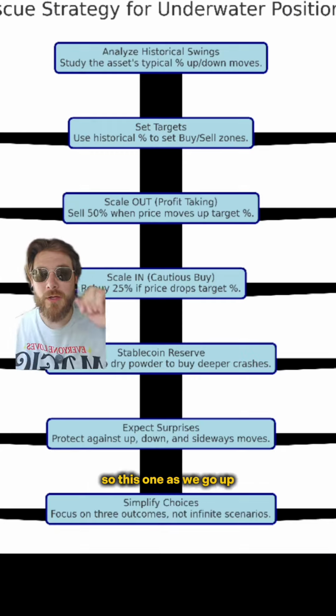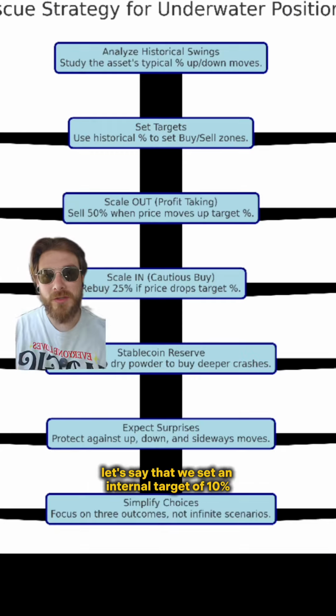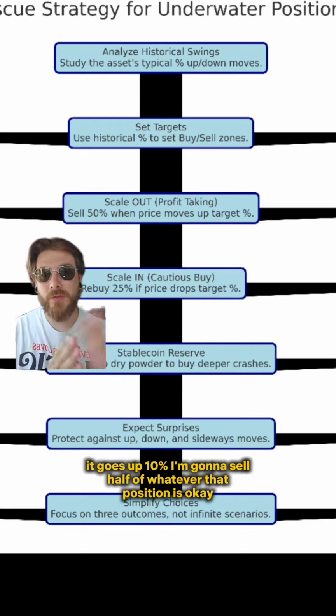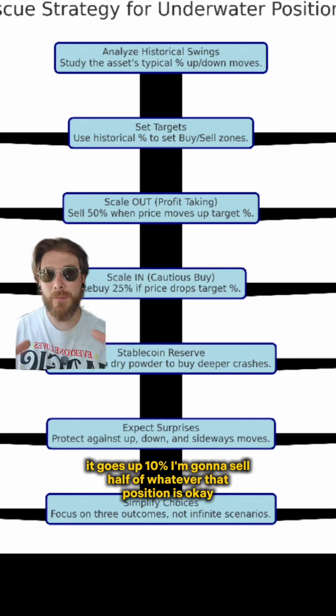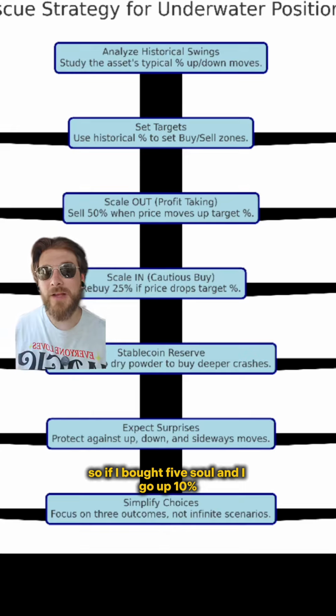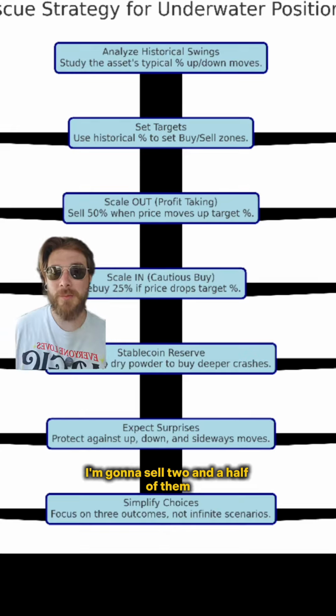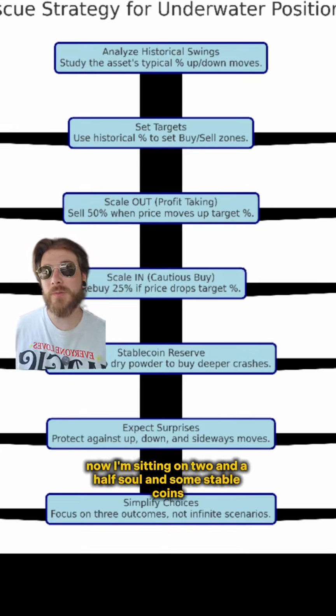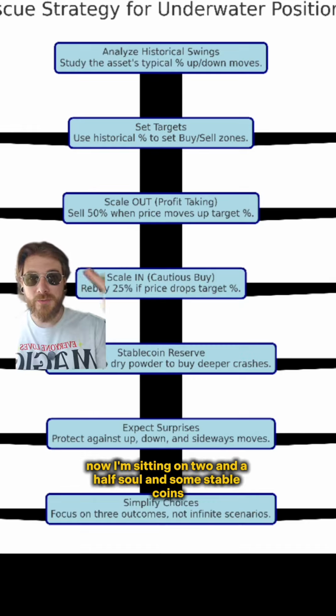As we go up, let's say we set an internal target of 10%. It goes up 10%, and I'm going to sell half of whatever that position is. So if I bought 5 SOL and I go up 10%, I'm going to sell 2.5 of them. Now I'm sitting on 2.5 SOL and some stable coins.